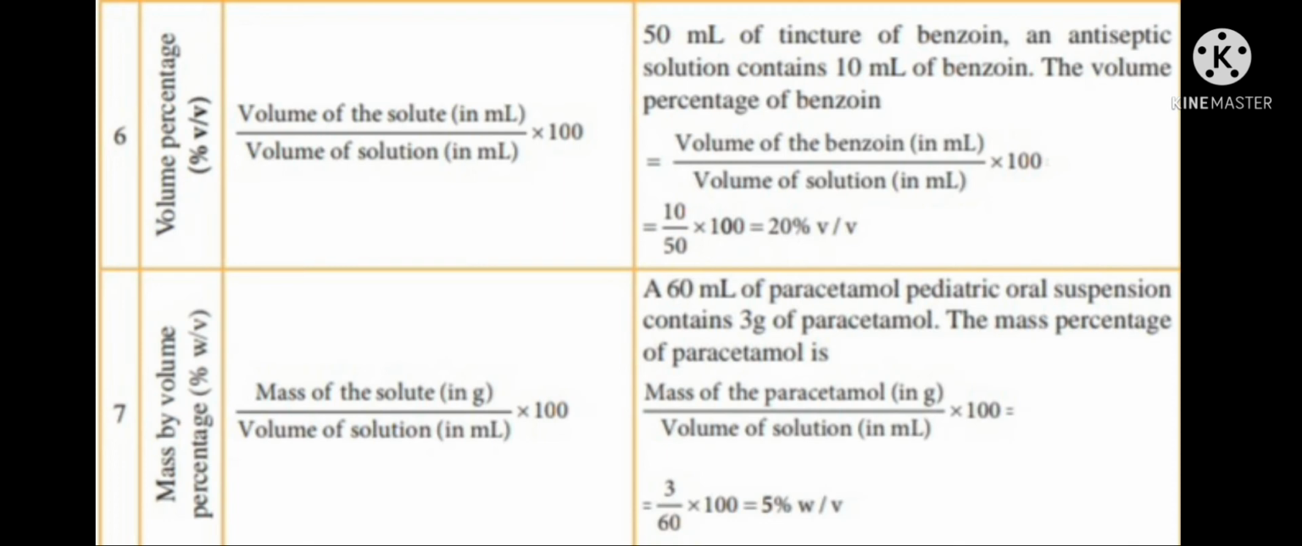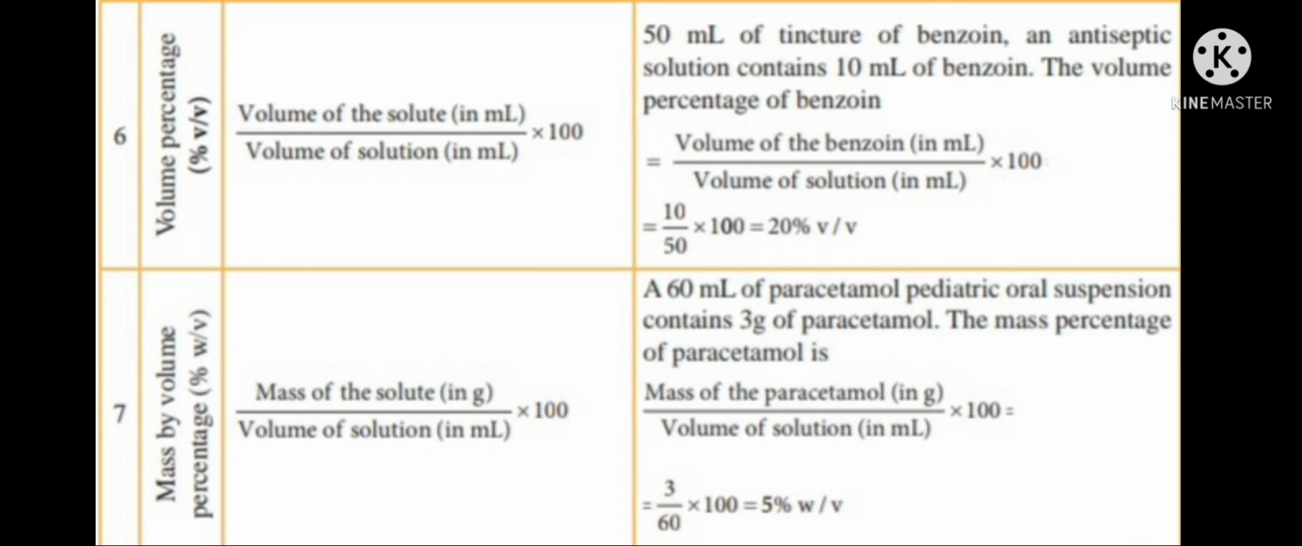Next one, volume percentage. The volume percentage is expressed as volume of the solute in ml divided by volume of solution in ml into 100. It is explained here. 50 ml of tincture of benzoin and antiseptic solution contains 10 ml of benzoin.